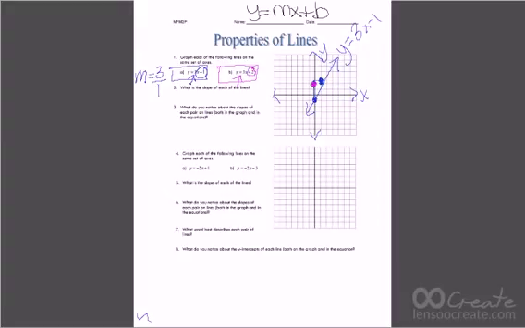So a rise of 3, 1, 2, 3, and a run of 1. And then we can draw our second line in there. So we get y equals 3x plus 2.